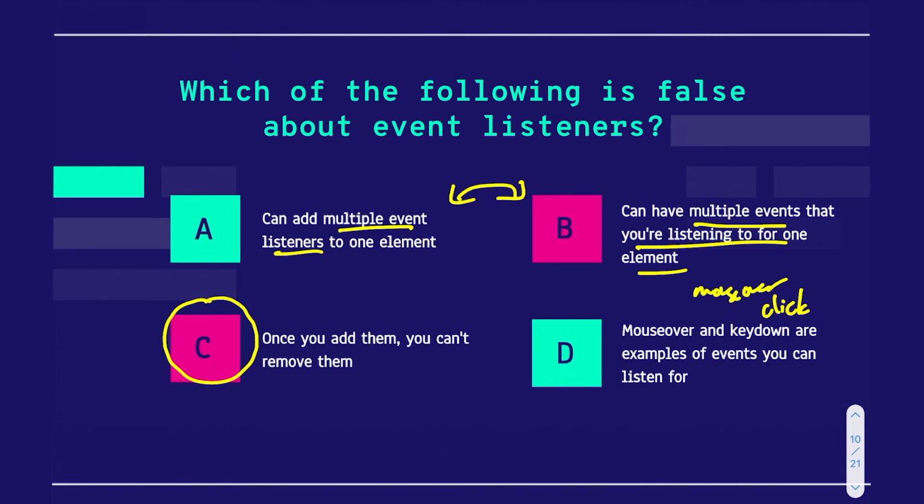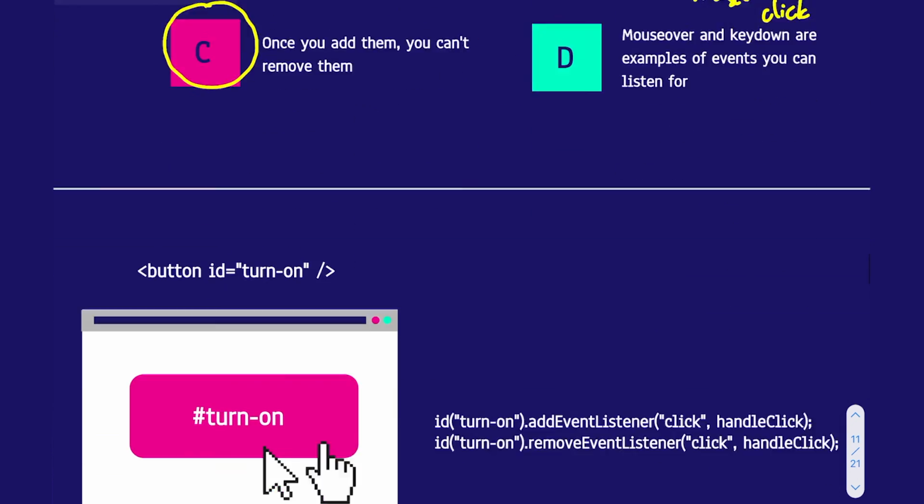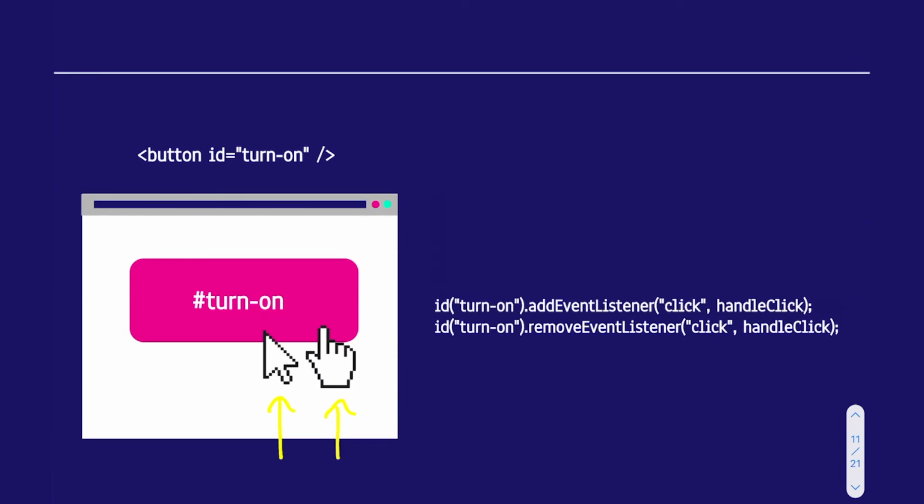And then A, multiple event listeners. So you could have a button do more than one thing. You could say on click, you want to handle the click, and then you could also make a similar add event listener on click, where maybe it logs something, right? You can have multiple of these. It doesn't matter.